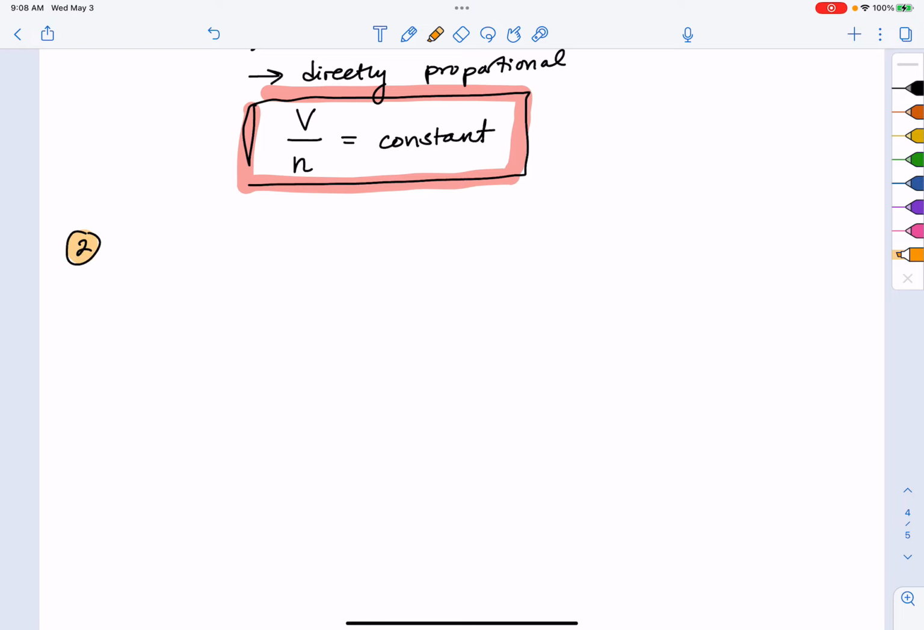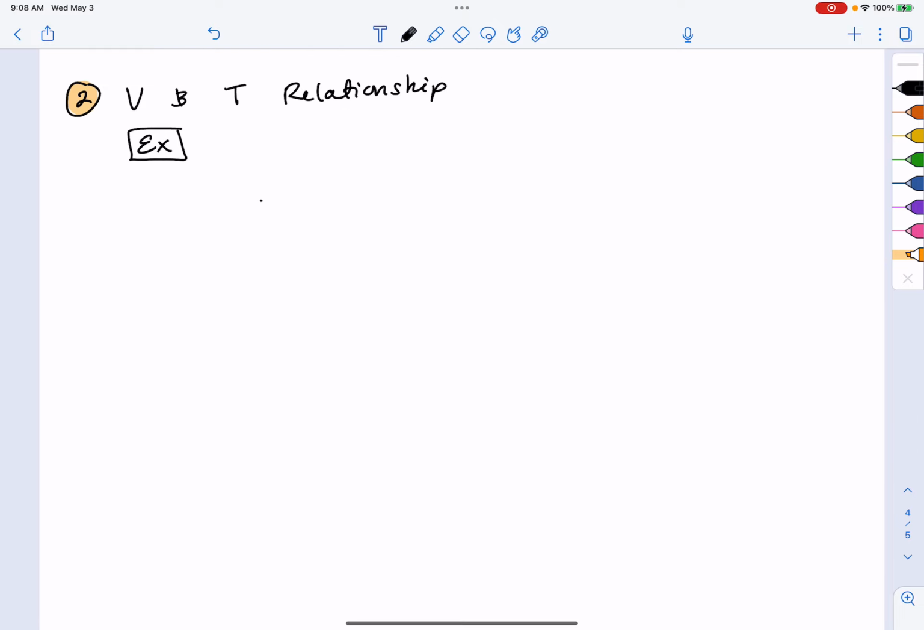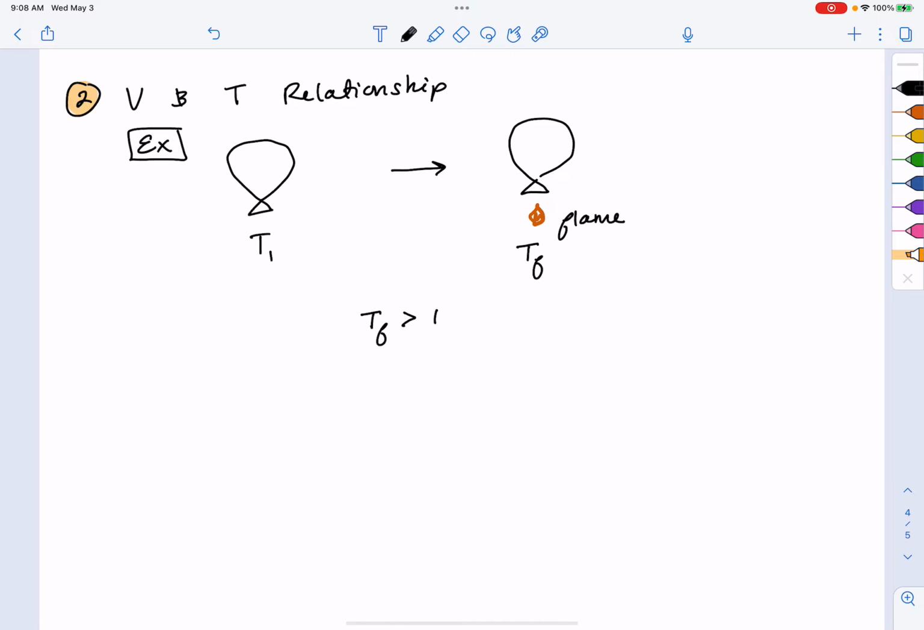And then the other one is volume and temperature. I don't know how many of us have done this. I don't know how many pyromaniacs we have in this class, but I don't know if you guys have ever taken a sealed balloon and held it over a flame, like a candle or a lighter. We're at some initial temperature and then some final temperature, such that the final temperature is greater than the initial temperature. For those of us that don't know, when you increase the temperature of our balloon, the balloon starts to expand, so much so that it expands beyond the elastic capacity of the balloon and it pops.